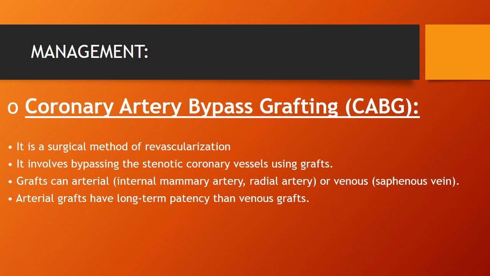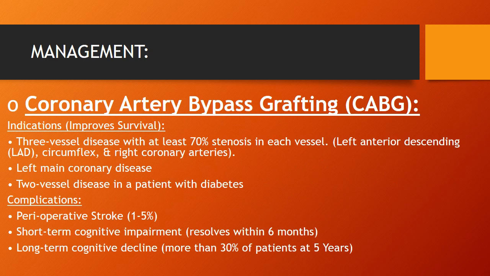Coronary artery bypass grafting, as the name suggests, is a surgical procedure of revascularization, and what we are going to do is bypass the stenotic coronary vessel using a graft. The grafts can be arterial, taken from the internal mammary artery or radial artery. The grafts can be venous, taken from the saphenous vein. The arterial grafts have better long-term patency than venous grafts: 50% of venous grafts are patent 10 years after surgery, while 80% of arterial grafts are patent at 10 years after surgery. So arterial grafts have long-term patency.